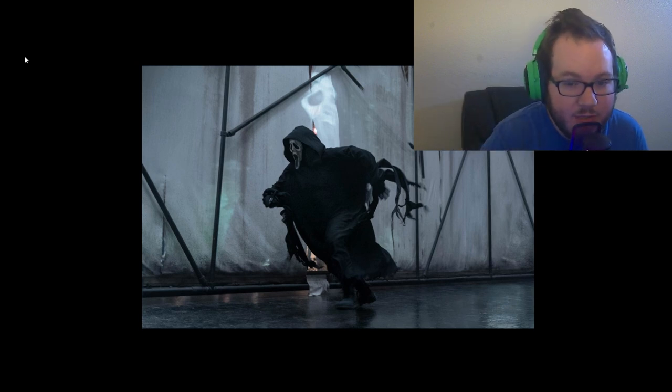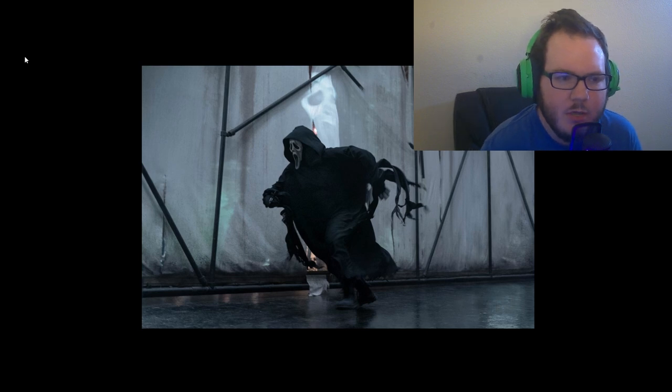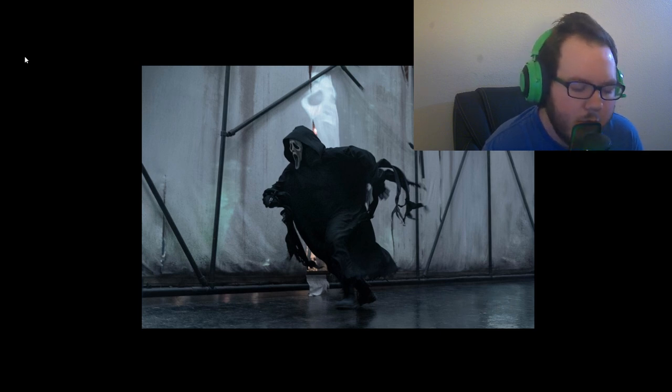Speaking of Ghostface, I got a picture up on the screen. Let's talk about this picture for a minute. We got some exciting stuff going on. We got Ghostface in action, right? What is this dude, like an Olympic sprinter in this movie? It looks like they're not messing around. They are really trying to chase somebody down.